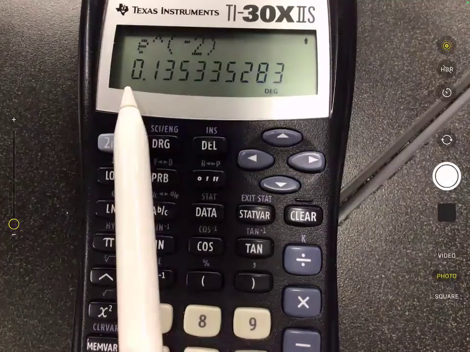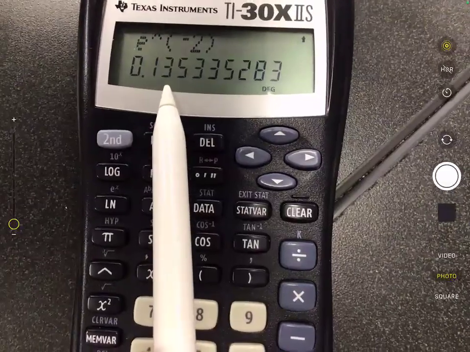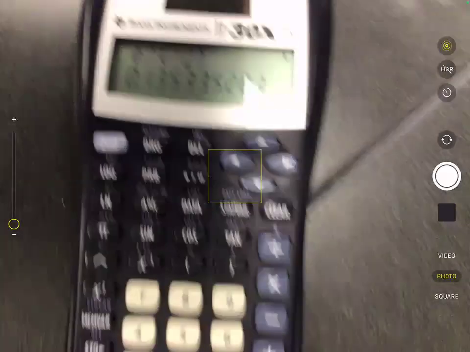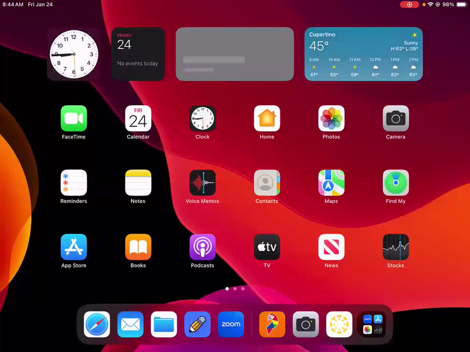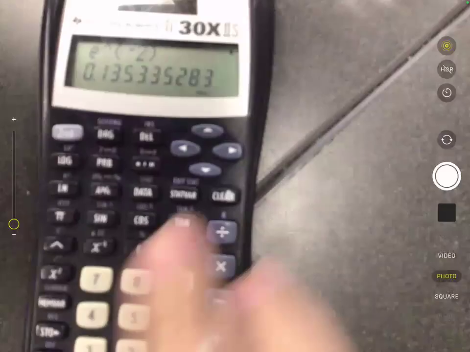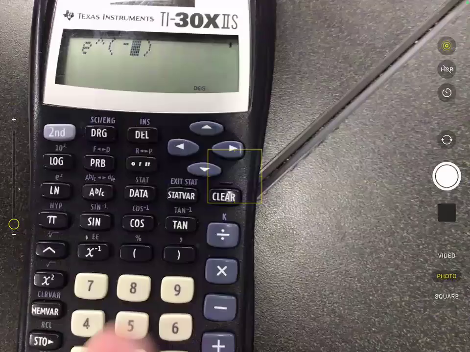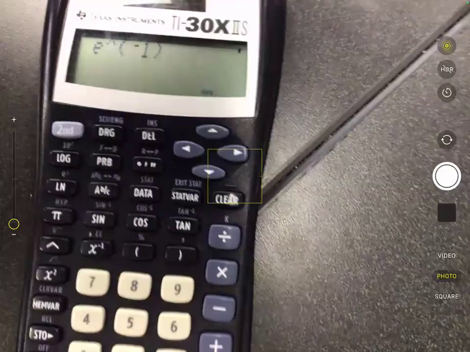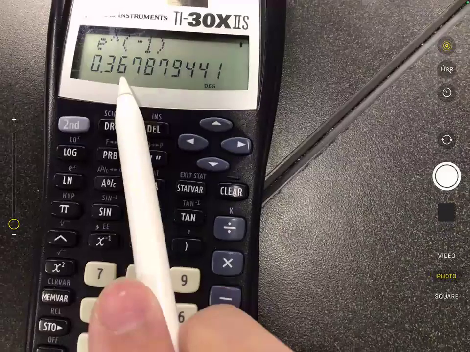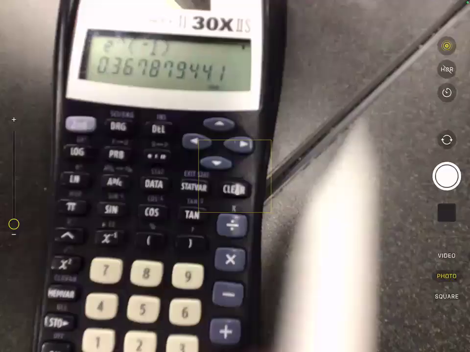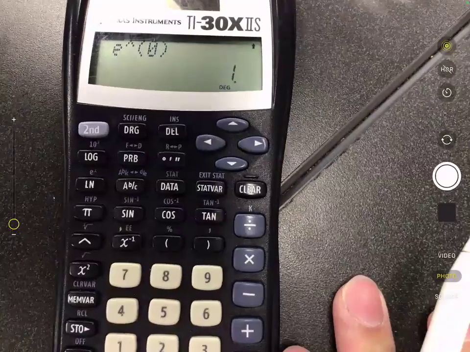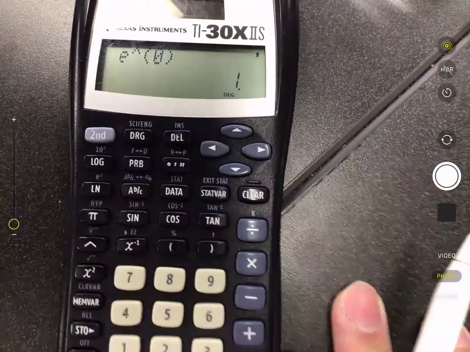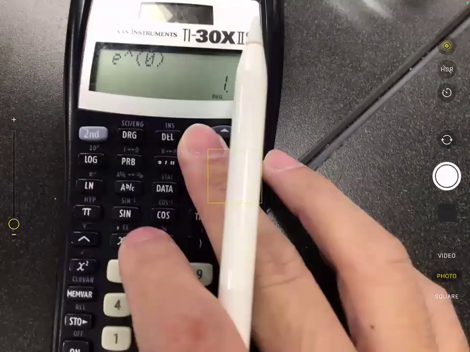So about 0.14. It's not exact, so I'll do the little wavy symbol, meaning approximately. Then we'll just repeat for the other x values. When x is -1, that'll round to 0.37 approximately. Then e to the 0 is exactly 1. That should make sense because remember, anything to the power of 0 equals 1.